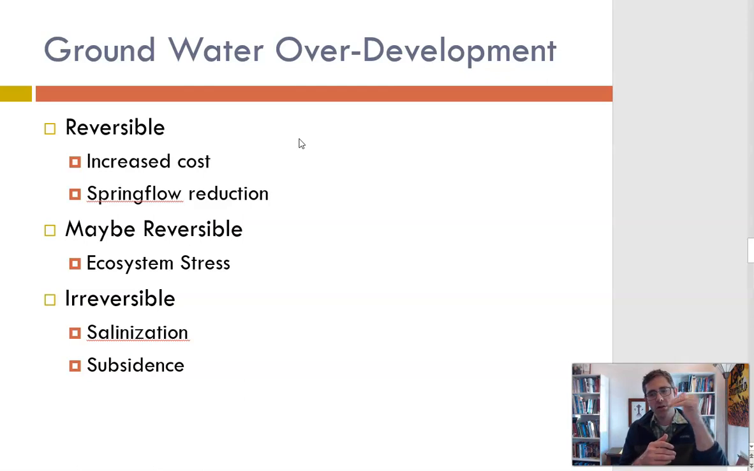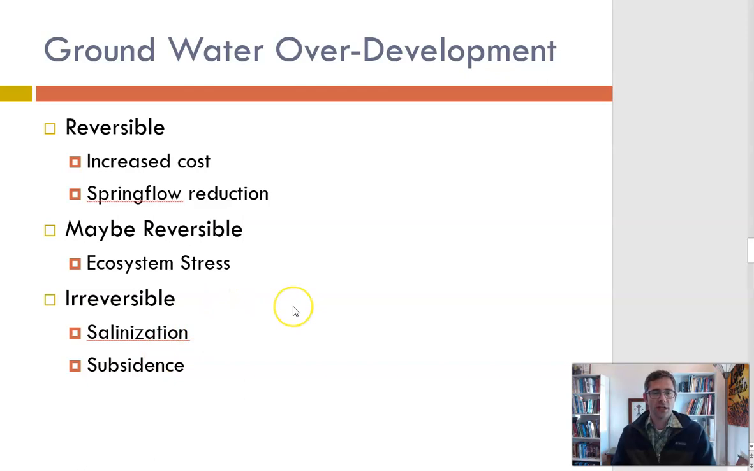Or spring flow reduction. If that base flow is feeding some spring and I'm drawing down the water level and it reduces the flow in a spring, if I stop and it recovers, the stream flow can go back up. We have some things that may be reversible, like if the spring flow is reduced, there could be ecosystem stress that might be reversible if that stream flow comes back up. Or I might cause a local extinction of a species, right? I might wipe out all the fish in that stream, and then when I bring the spring flow back up, they're not there anymore, right? So that would be a maybe reversible issue.